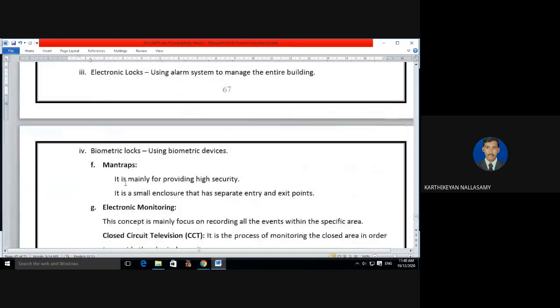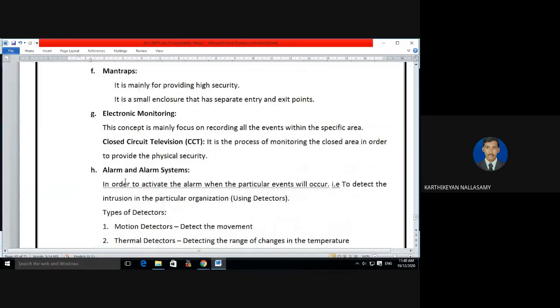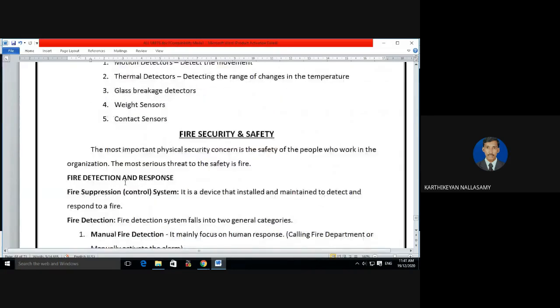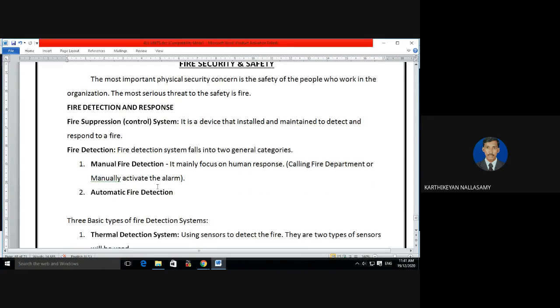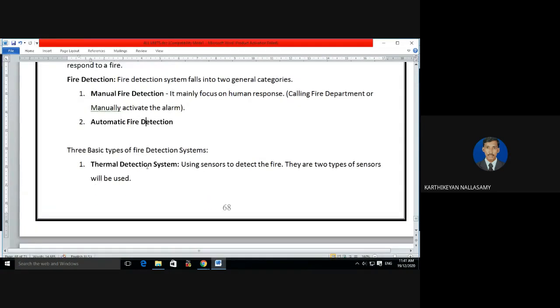Clear? Okay. So the next one is called fire security and safety. For physical security, fire security and safety are also important, so we are going to use a fire suppression system. Normally it should be installed inside every organization for controlling fire. And if it senses a fire, then it makes a response in the form of alarms. So it may be manual or it may be automatic.